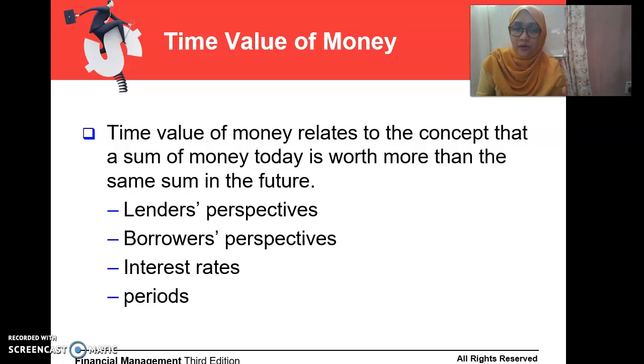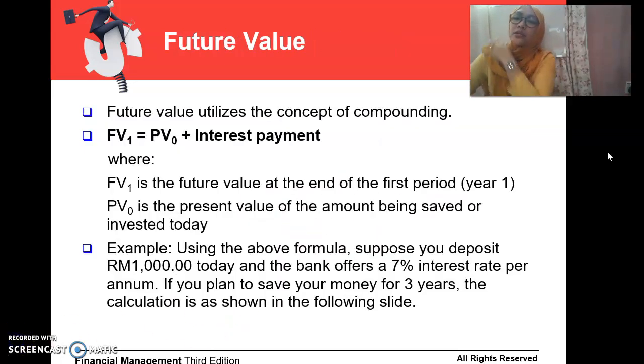Under time value of money, what is time value of money? As I stated before, it relates to the concept that a sum of money today is worth more than the same sum in the future. So, for time value of money, there are many perspectives, under lenders, borrowers, and interest rate, and it also has specific periods.